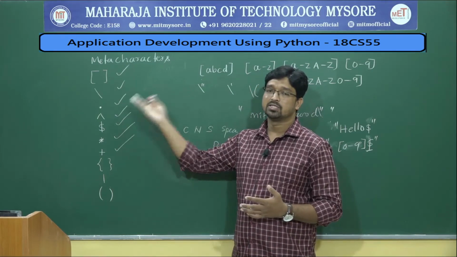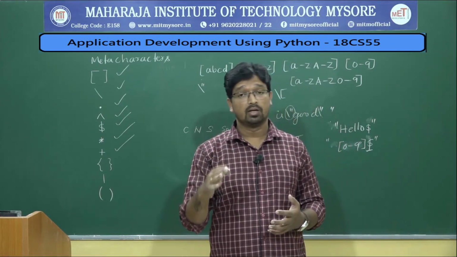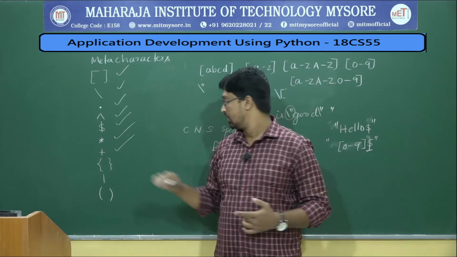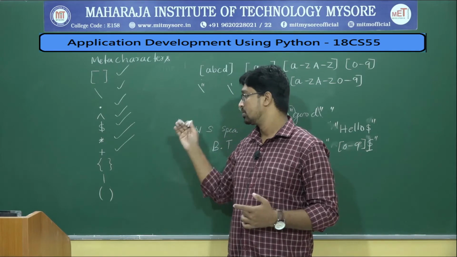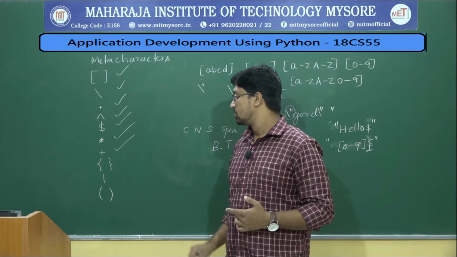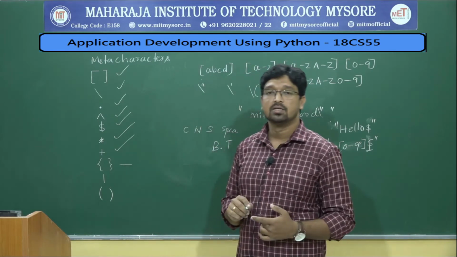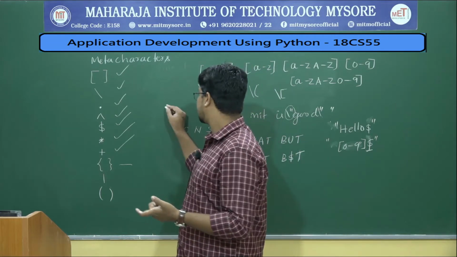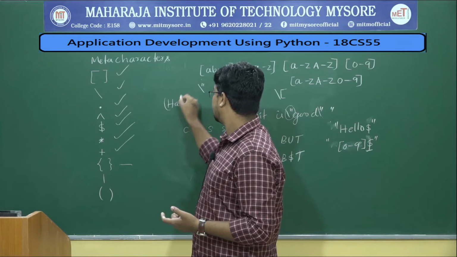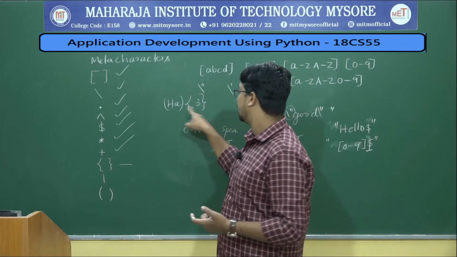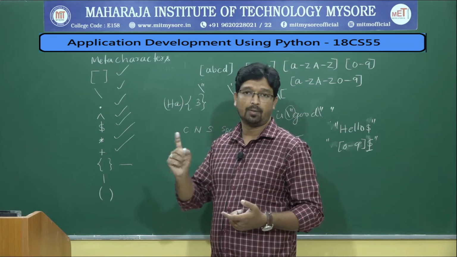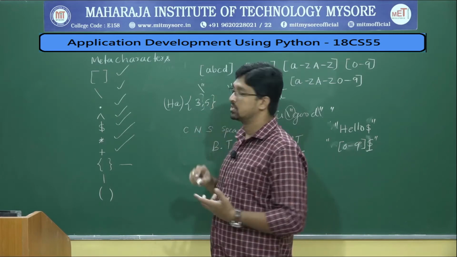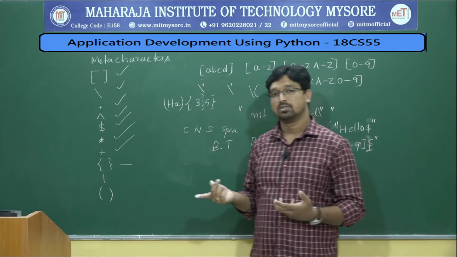What about caret? It will check whether the string is starting with a particular character. Dollar will check whether the string is ending with a particular string. Plus means 1 or more occurrences. Star means 0 or more occurrences. So what about the flower bracket? Flower bracket indicates whether it has pre-specified occurrences, as we discussed. Let us say ha followed by {3}. If you write 3, there should be 3 times ha, that is ha ha ha, right? We have discussed that. So if you write {3,5}, it will match a minimum of 3 times and a maximum of 5 times, correct?